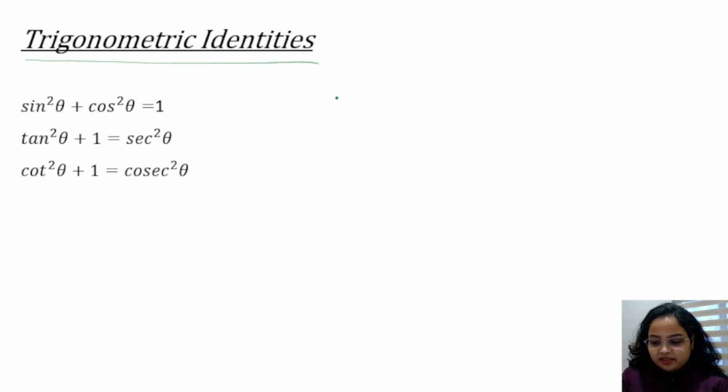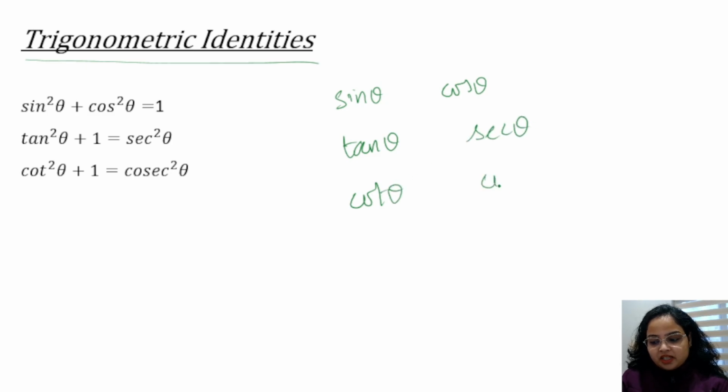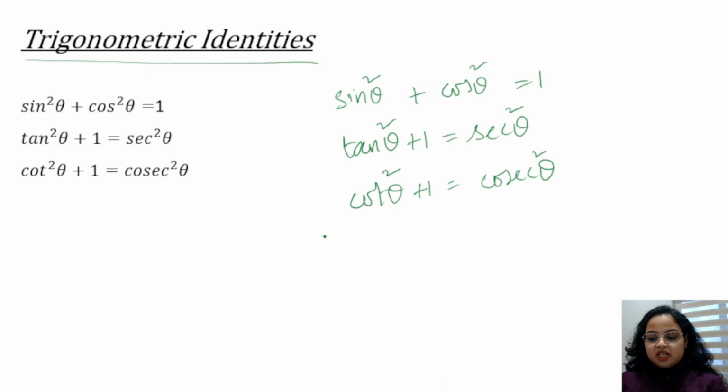So we will write these in order. First is sin theta, next is cos theta, next is tan theta, cot theta, and next is secant theta, next is cosecant theta. You have to remember these all in order. So here we will write sin square theta plus cos square theta is equal to 1, and tan square theta plus 1 is equal to secant square theta. Cot square theta plus 1 is equal to cosecant square theta. This is the trick to remember the identities.